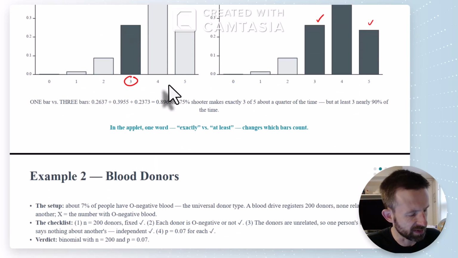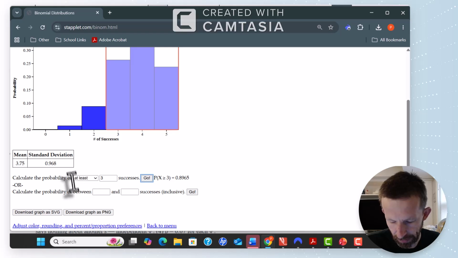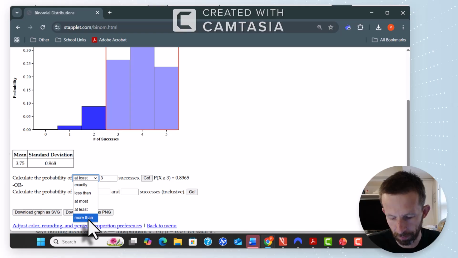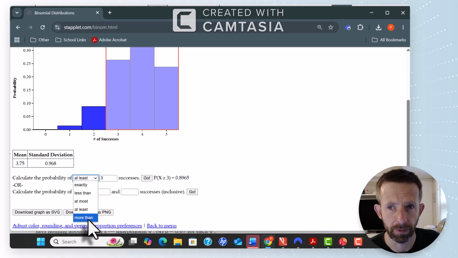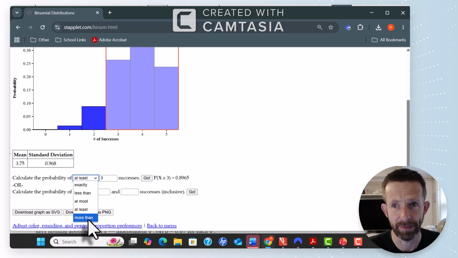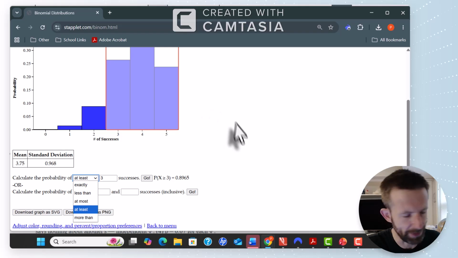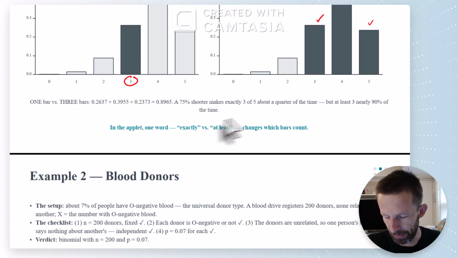And you can explore the different options on this app. You can do less than, at most, at least, more than, right? So more than 2 doesn't include 2. More than 2 means 3 or 4 or 5. At least 2 would include 2. So be kind of sensitive to what it's asking when you fill in the answers.